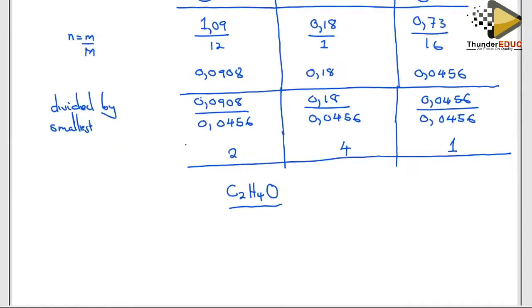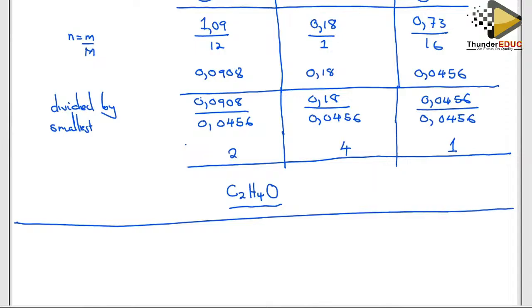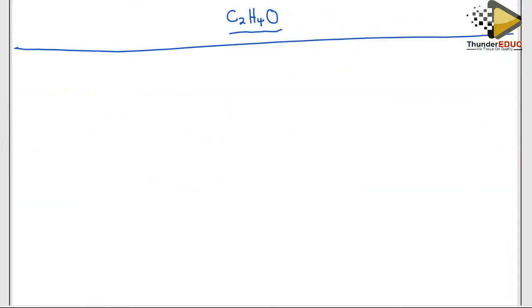Then let me split that so that we can have some space to write. I'm going to start with the molar mass of C2H4O. It is equivalent to carbon, which has a mass of 12 multiplied by 2 because I'm having two carbons, plus hydrogen, which has a relative atomic mass of 1 multiplied by 4.